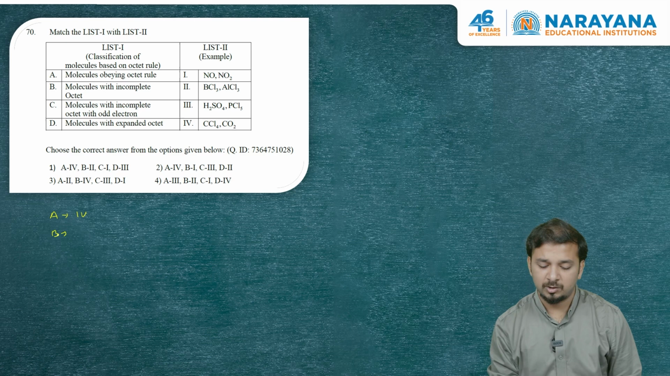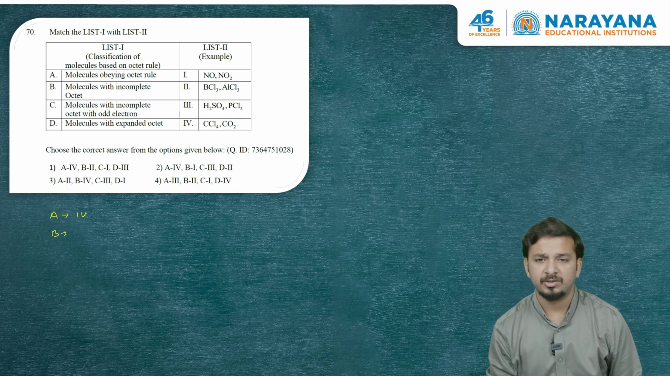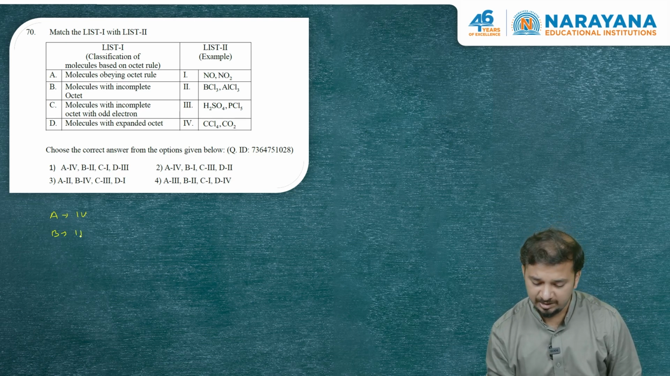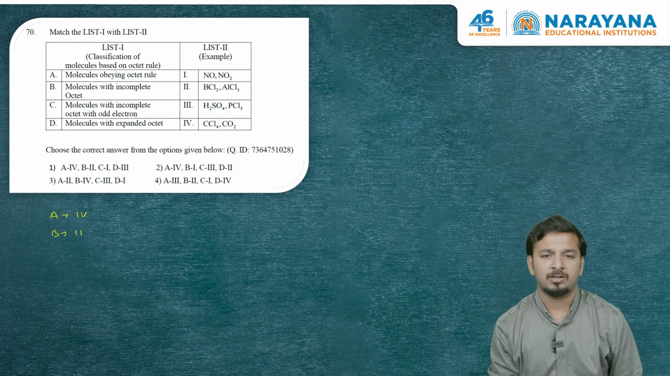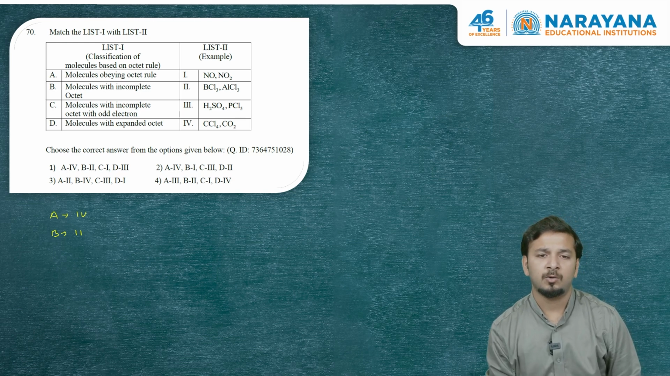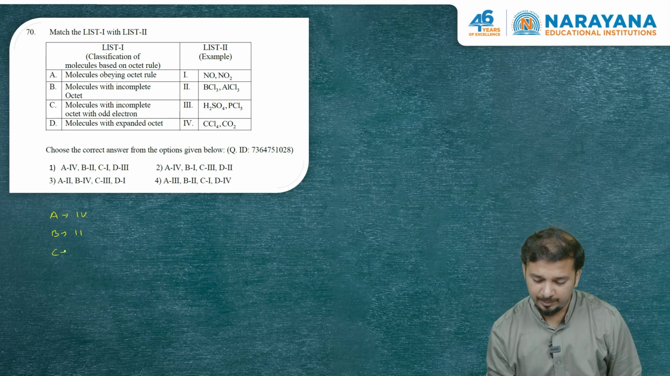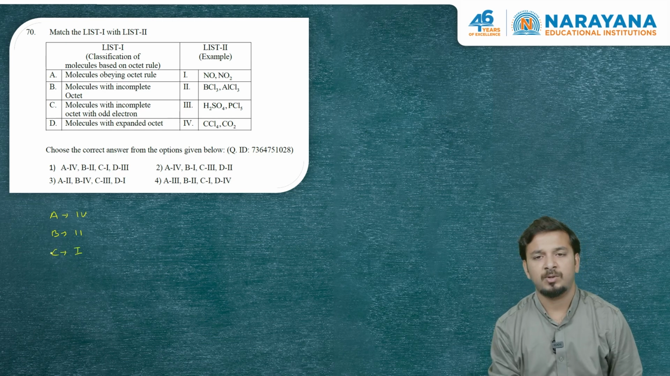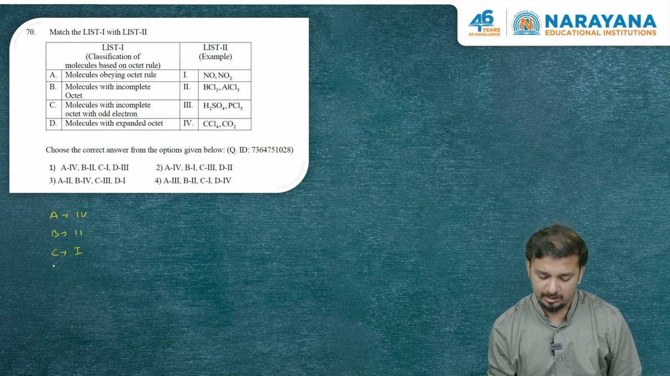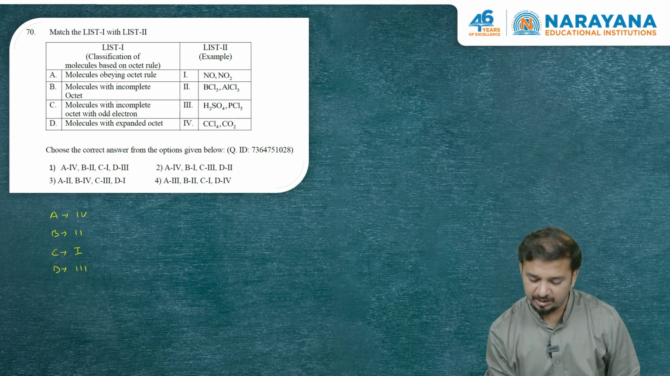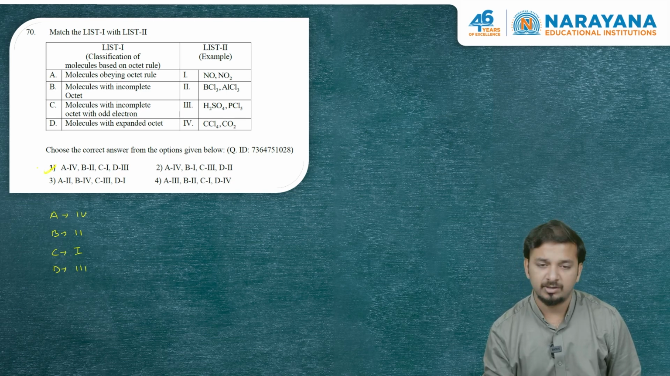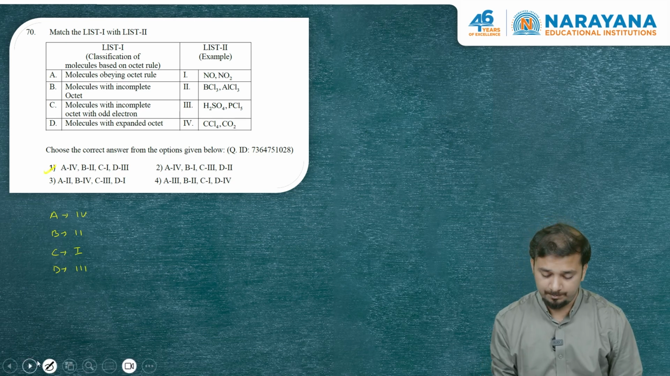B is molecules with incomplete octet. So we can see BCl3 and AlCl3, they are having incomplete octet. So B will be 2. C is molecules with incomplete octet with odd electron. So incomplete octet with odd electron is first one, NO and NO2. And D is molecule with expanded octet. So expanded octet we can see in case of H2SO4 and PCl5. So A is 4, B is 2, C is 1, D is 3. So correct answer for this question is option number 1.